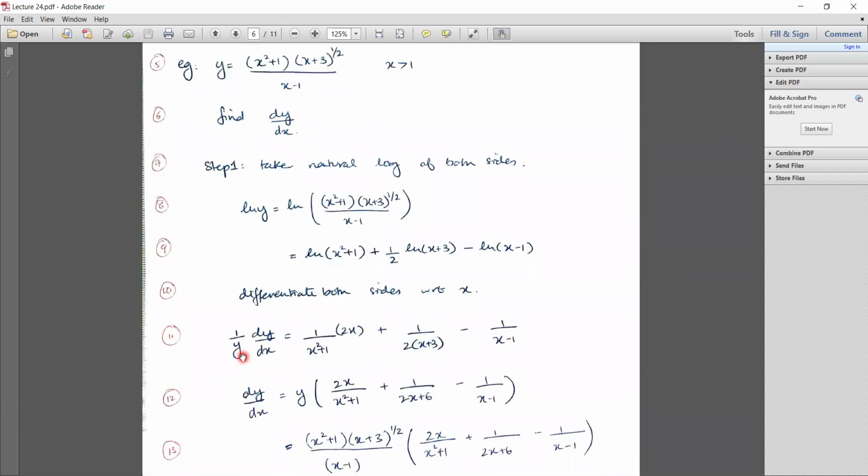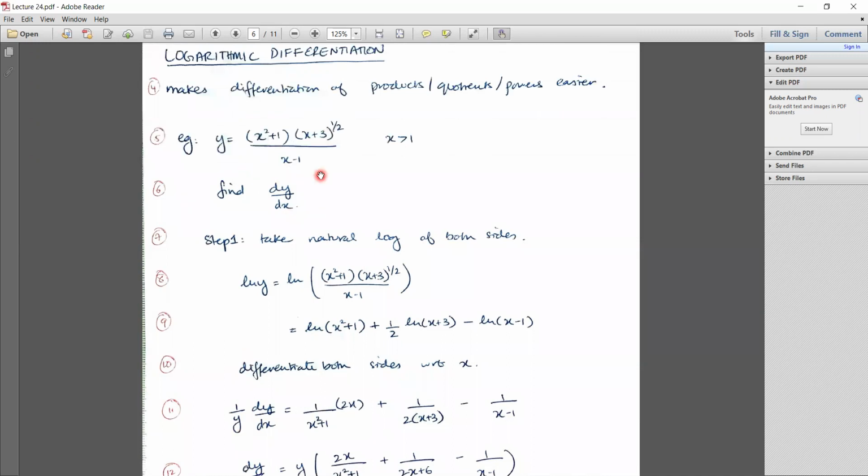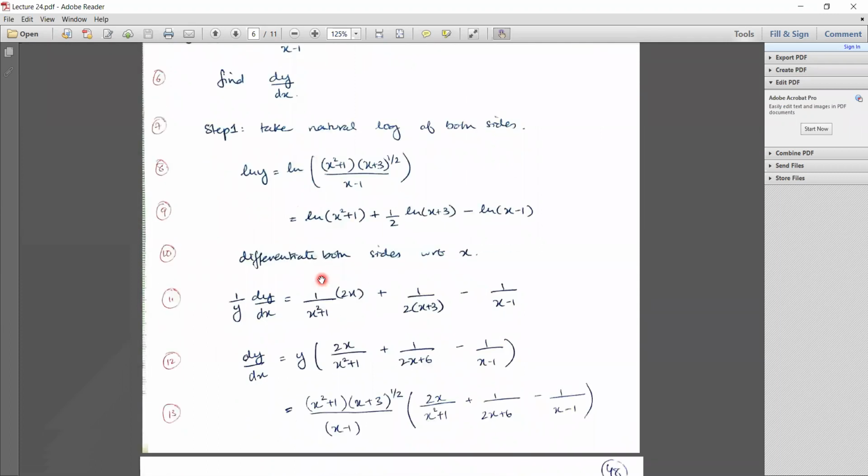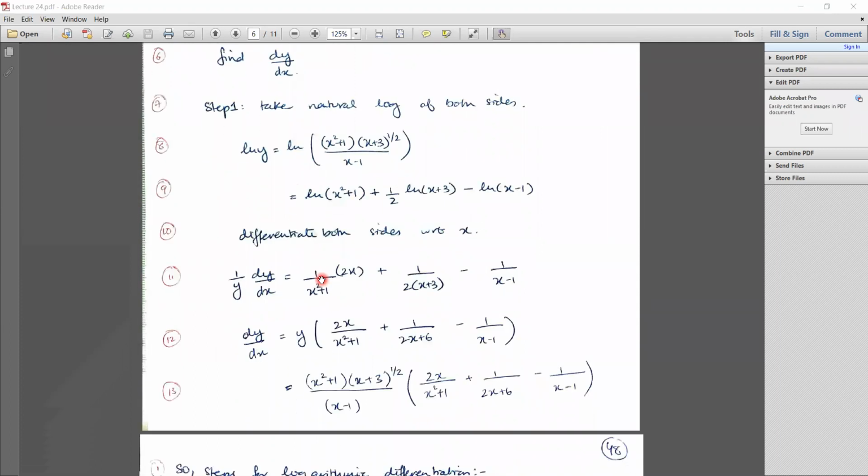All right, so the key thing: when you see a complicated product or a power or a complicated quotient, logarithmic differentiation helps to simplify the differentiation. One thing to remember always is that you will have this 1 over y. Students often forget to take it to the other side and just stop here and assume that this is equal to dy by dx, which is not true. You have this extra 1 over y here, so you have to take y to the other side.